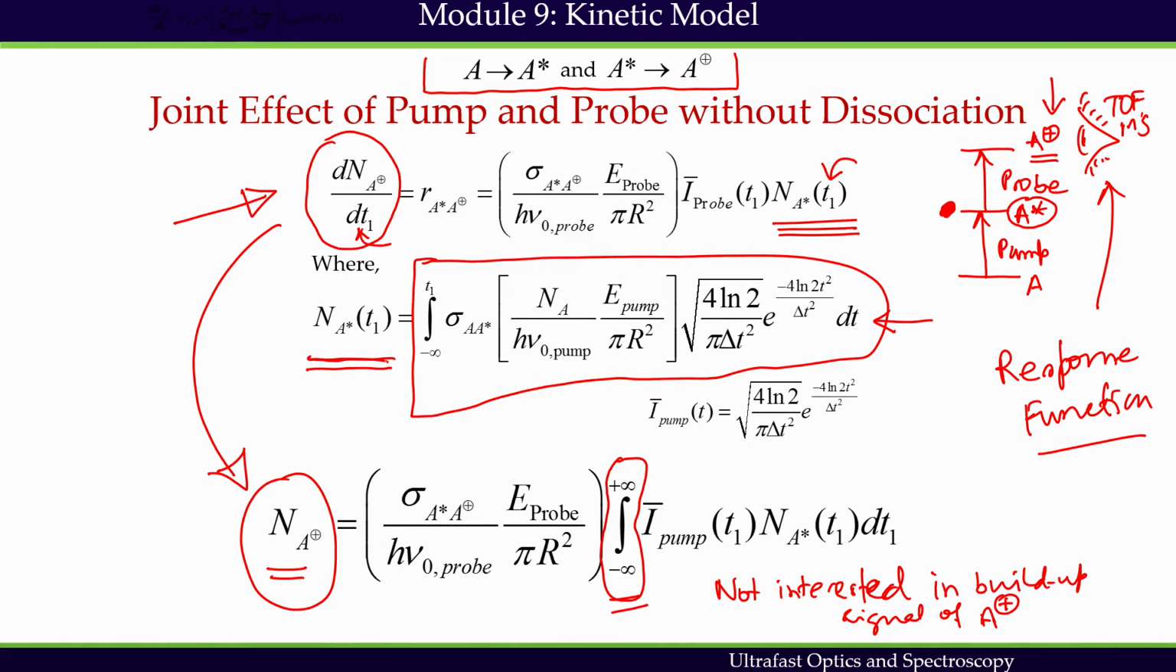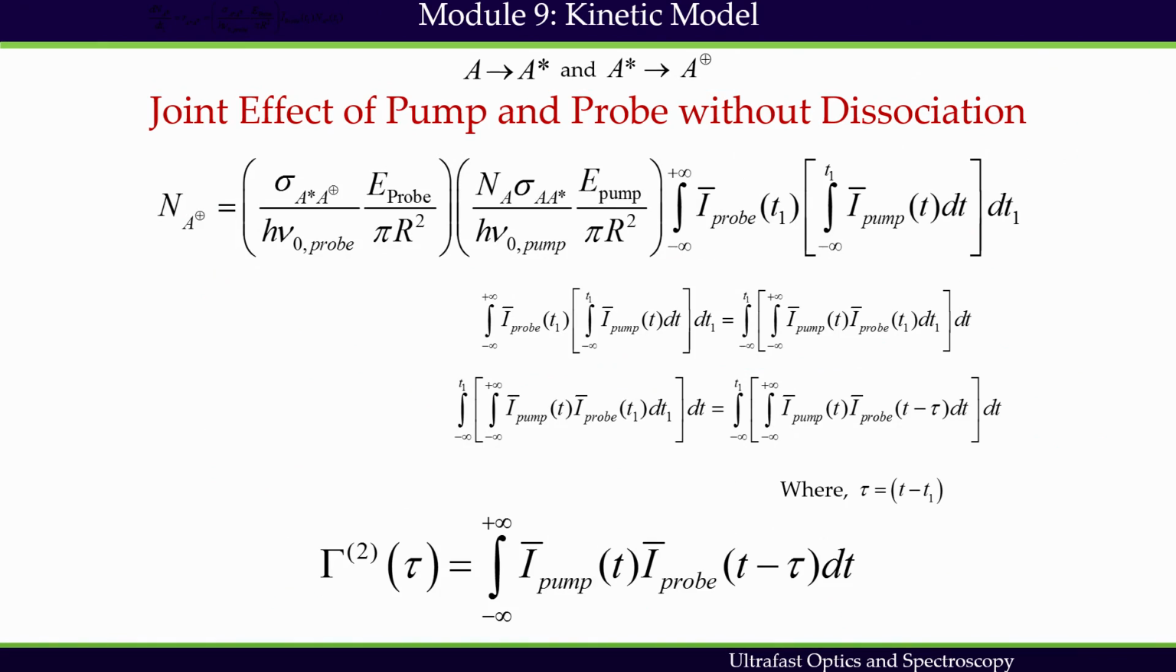But here we are interested in the build up signal at a particular time, how much population I have, because that population will contribute to this population, and that is why the integration here is taken from minus infinity to T1, that particular time. So, this integration finally, Na plus integration can be rewritten as this. These are the constants we get for the pump and probe pulses, and finally integration we get this integration.